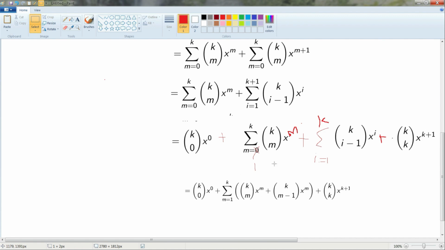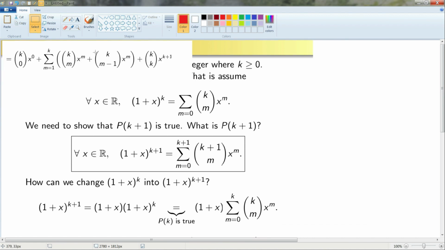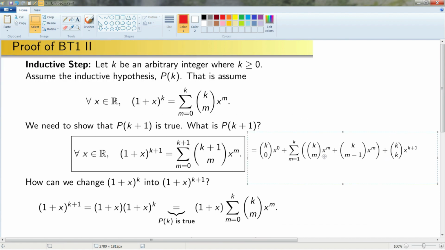These all get combined. So here I have this first term plus the sum from m is equal to 1 to k. Again, it doesn't matter what I use as a dummy variable, of this term here plus this term here, and then finally plus this last term over here. So now what do I have? I have this expression here, and I want to show that this term that I've been considering down there can be written as this sum.